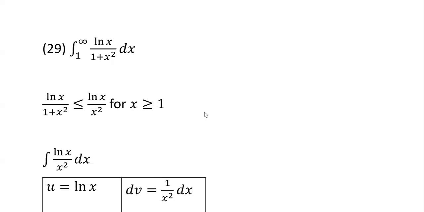Now we're on number 29, integral from 1 to infinity, ln x over 1 plus x squared dx. Why is this improper? Well, this limit's infinite. Do we have a domain restriction? We do not. The denominator will never be zero, because something squared will at the bare minimum be zero, and then we're adding 1. So we're okay there. Okay, so how do we do this?